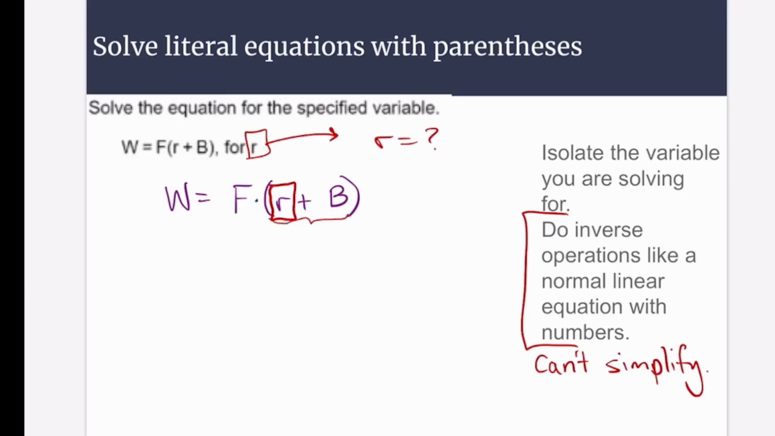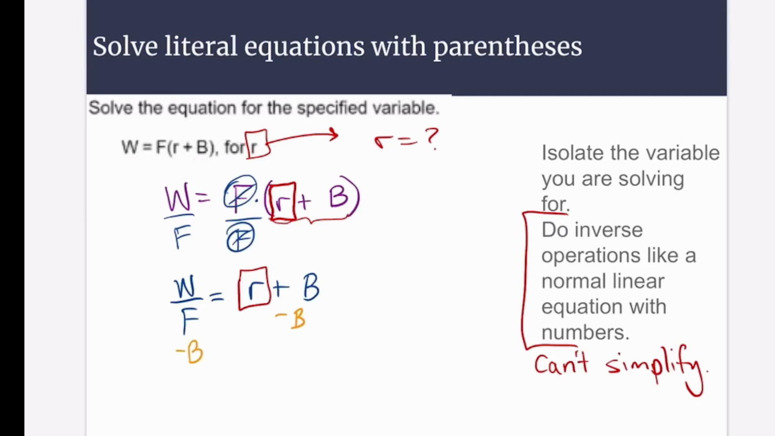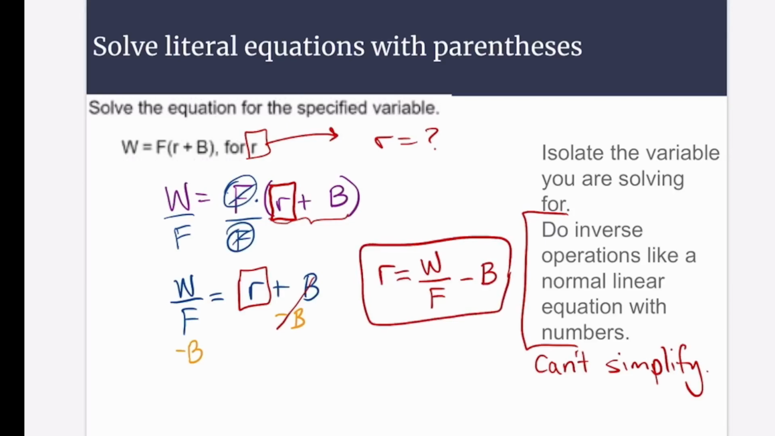Because it's being multiplied by f, we're going to have to divide both sides by f. So on the right side, f divided by f gives us 1, so that goes away. So w over f equals r plus b. We don't need the parentheses anymore since that's the only thing left. And now to get rid of the b, we're going to subtract b on both sides. So again, we're not simplifying, right? There's nothing we can do here. So r is going to equal w divided by f minus b. That's how you would write your answer.